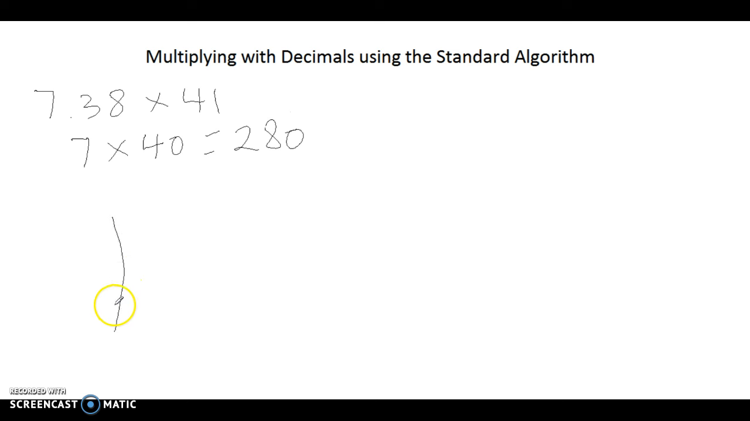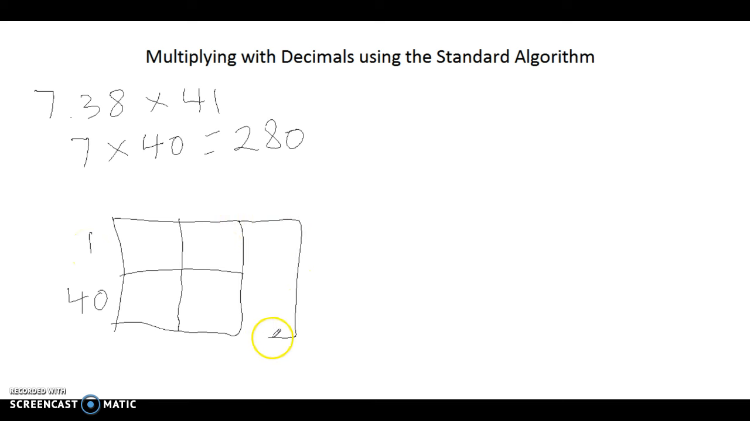The first thing we want to do to help us understand is to set up a standard area model. So first we're going to take our whole number, put it on the side, and then we are going to treat our decimal in terms of hundredths, and what we get is 738 hundredths. So then we will treat it like a regular area model.